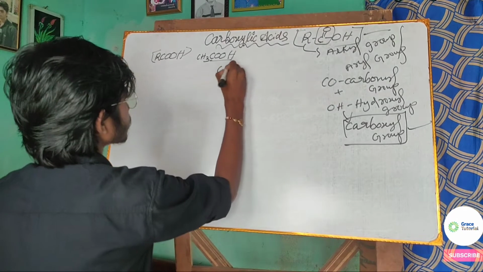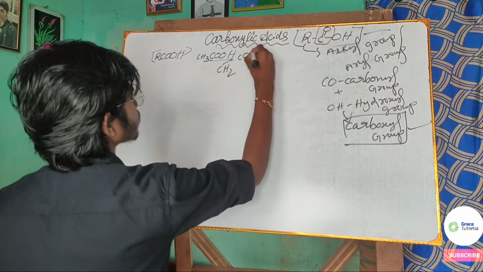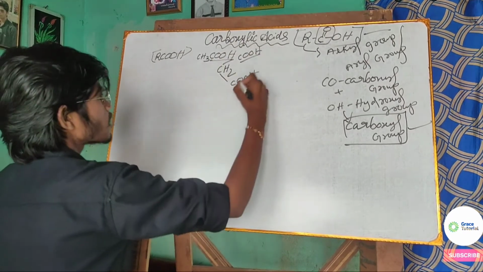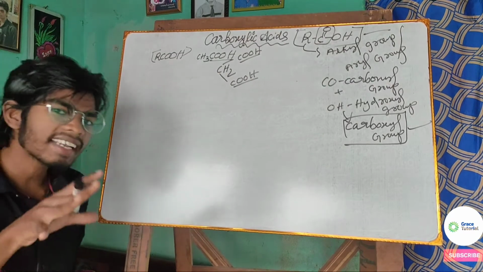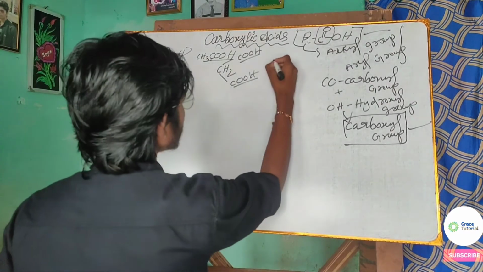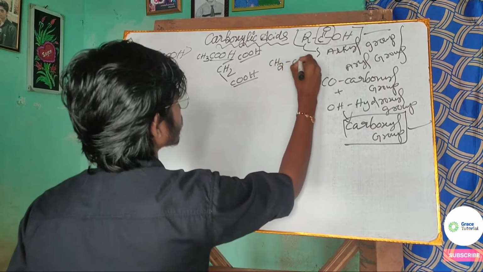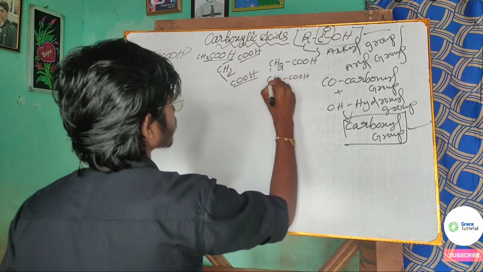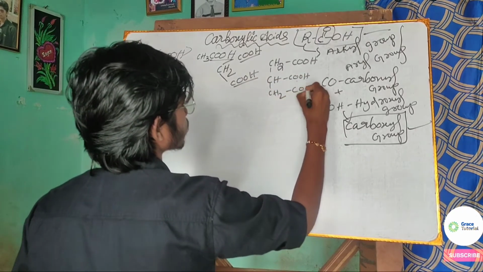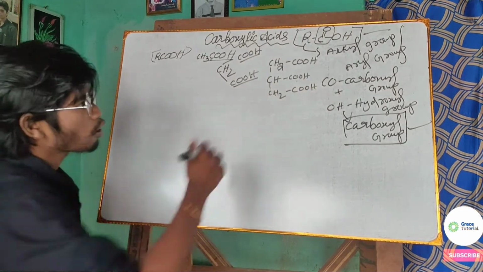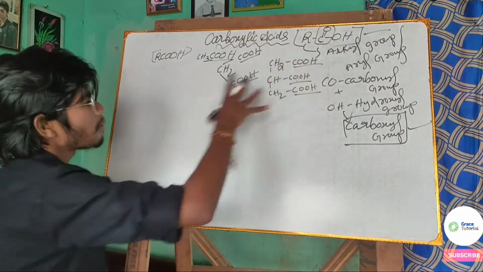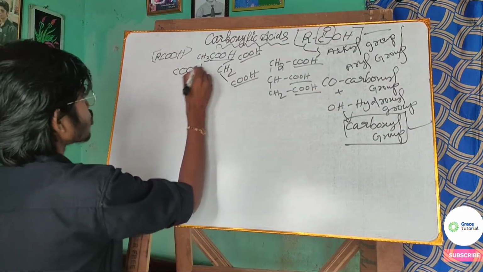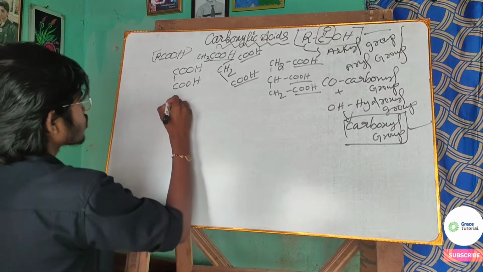But if I write this, since two carboxyl groups are present, this is called the dicarboxylic acid. Similarly, where three carboxyl groups are present, that compound is a tricarboxylic acid. Suppose we have only the carboxyl groups and nothing else. This is called oxalic acid.